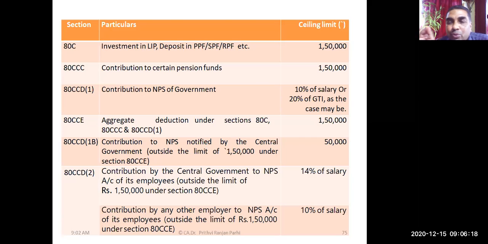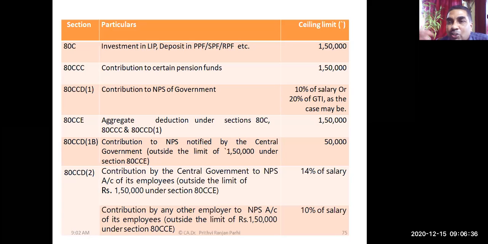80CCD talks about only NPS. Okay, NPS of government. Here, how much one can contribute? Maximum 10% of the salary. Here we are talking about employees' contribution. Maximum 10% of the salary can be contributed.